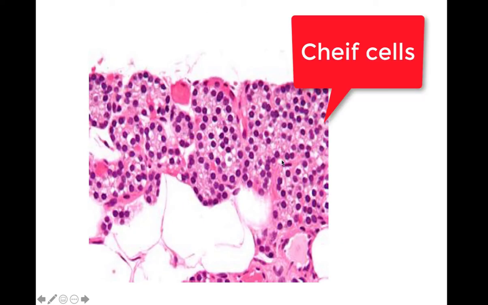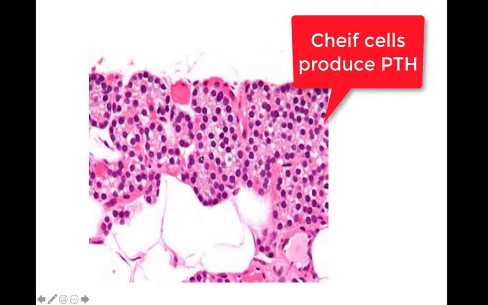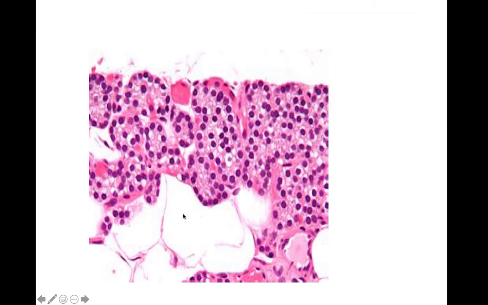These are the chief cells. These are rounded cells with rounded nuclei. There is some cytoplasmic clearing. These chief cells function to produce the parathyroid hormone. This is the fat within the gland.